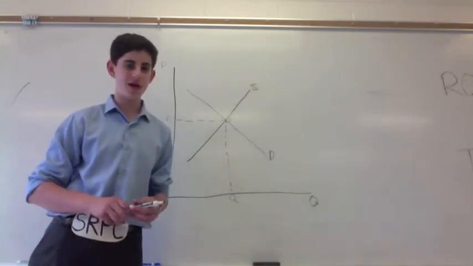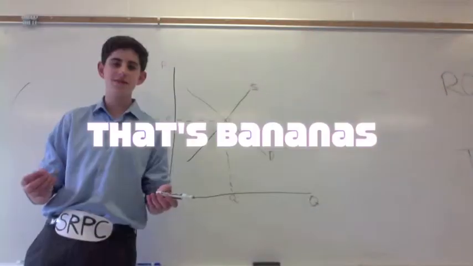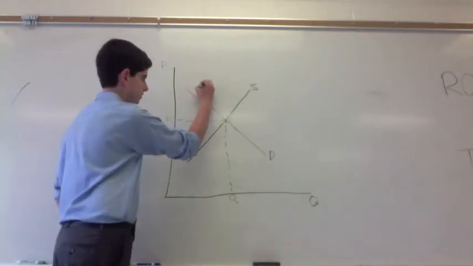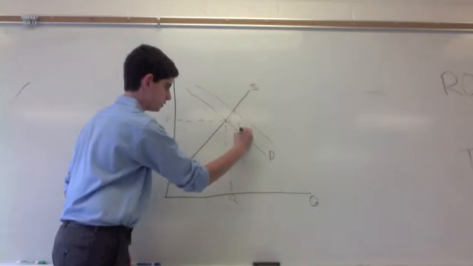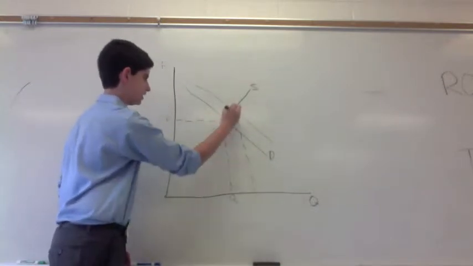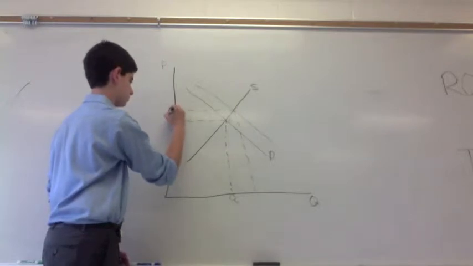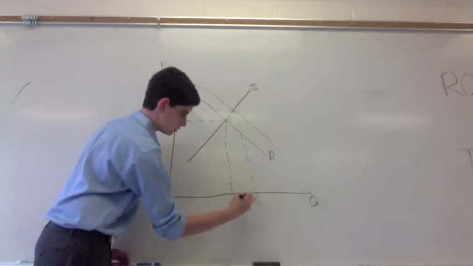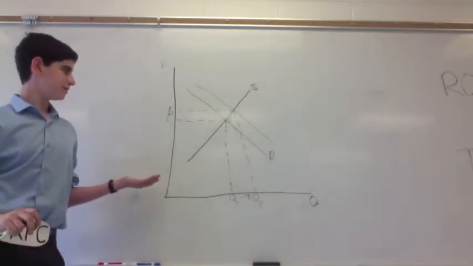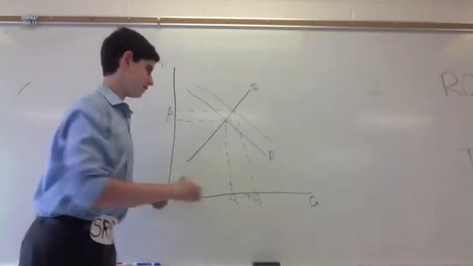The first term in TRIBE, T, stands for tastes and preferences. Say that people find out that bananas cure cancer. That would cause an increase in demand. An increase in demand will cause an increase in quantity, as well as an increase in price. There you go. There's our market for bananas shifted with the demand curve up.